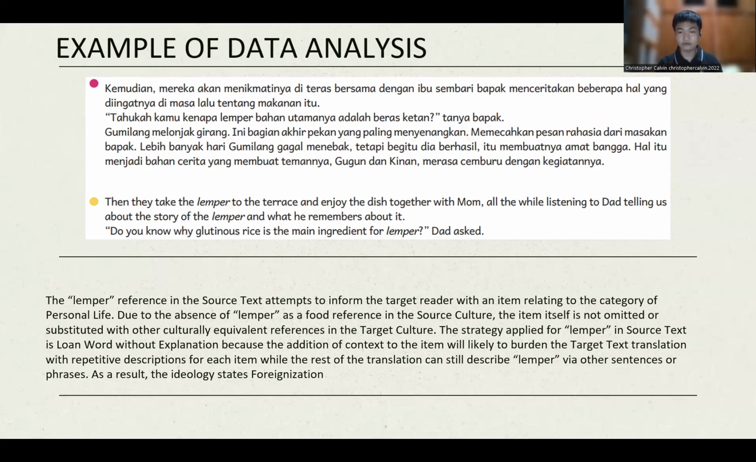The strategy applied for lumber from the source text is loanword to the target text without explanation, because the addition of context to the item would likely burden the target text translation with repetitive descriptions for each item, while the rest of the translation can still describe lumber via other sentences, phrases, or even context. As a result, this ideology states the circumstance of foreignization. As a recap, the reference of lumber in the source culture and the target culture can still be sustained.